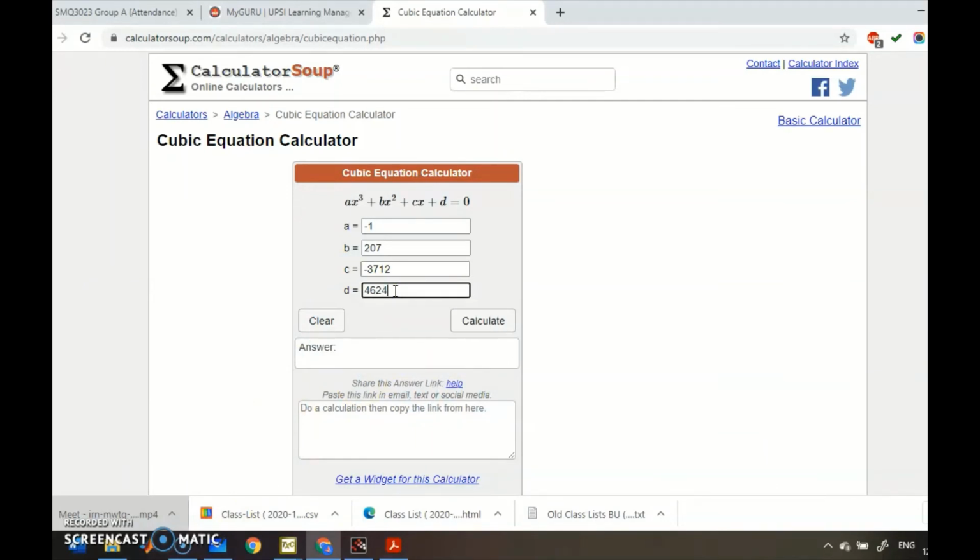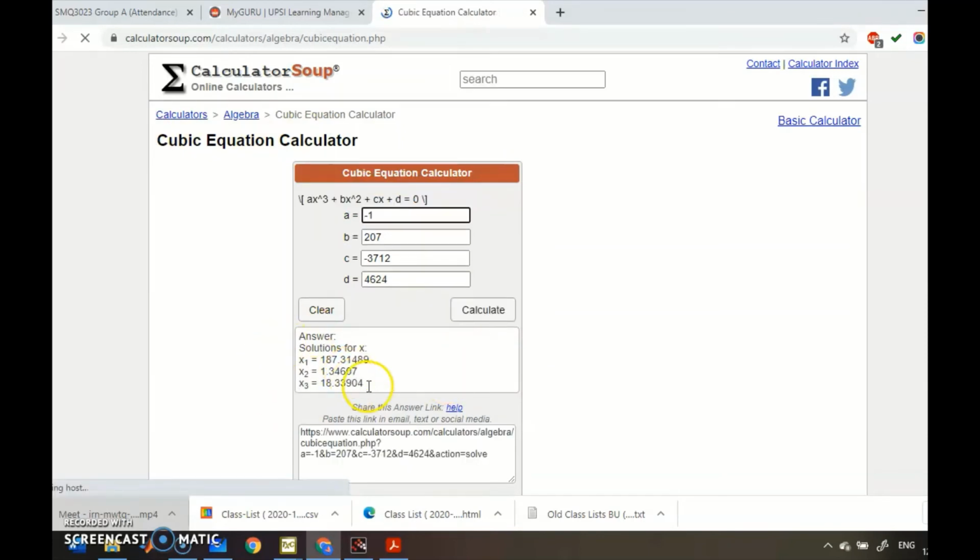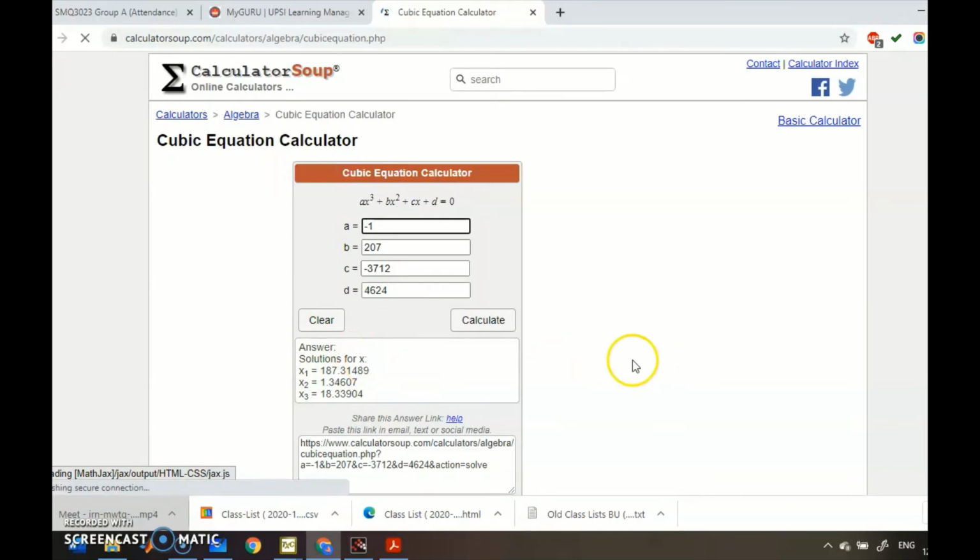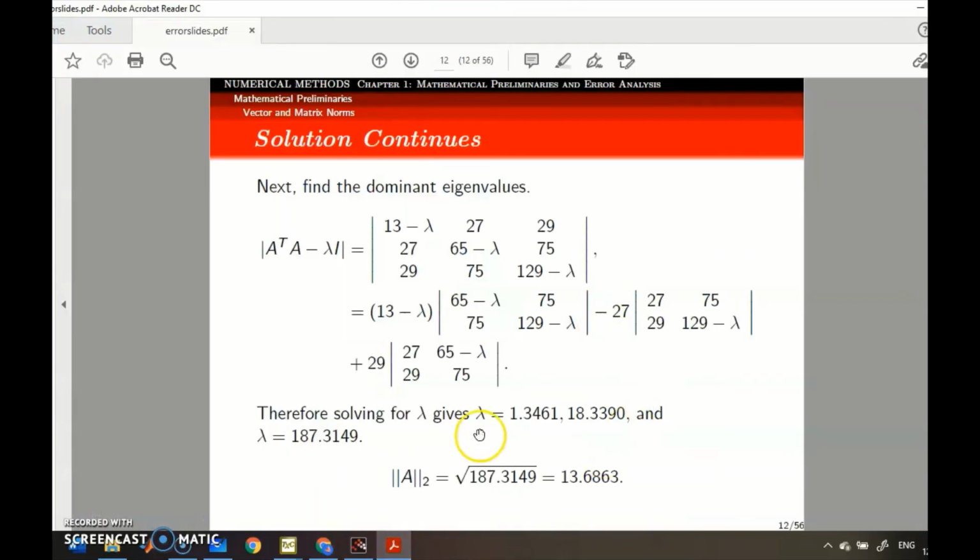Okay, so you can use this cubic equation calculator. Anything to the power 3, I can use this equation. Okay, calculate. Let's see what we have. There you go. You have x, which in our case is lambda: 187.31489, 1.34607, 18.33904. Okay, let's check the slide. There you go.